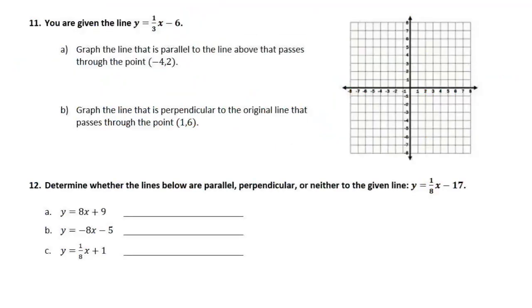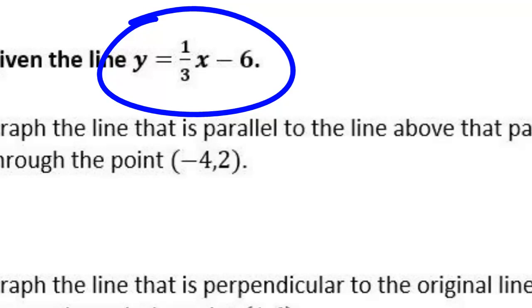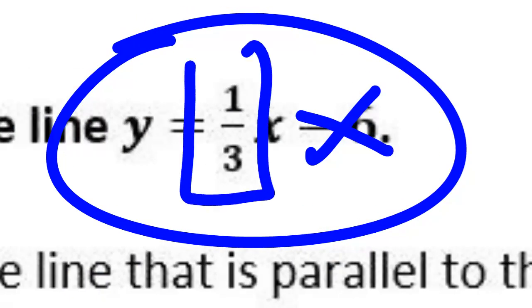Number 11, you've been given this line. We are not graphing that line. If you want to graph it, I won't take off points. It's not wrong if you graph it, but that's not what I'm giving points for on the problem. So if you graph this line, you still didn't do anything that I asked you to do in the problem. So you do not graph that y-intercept of negative 6. The only reason you have been given this line is so you can find the slope.